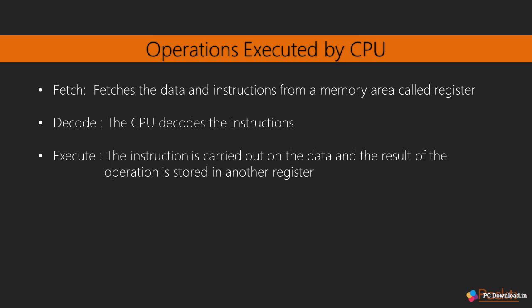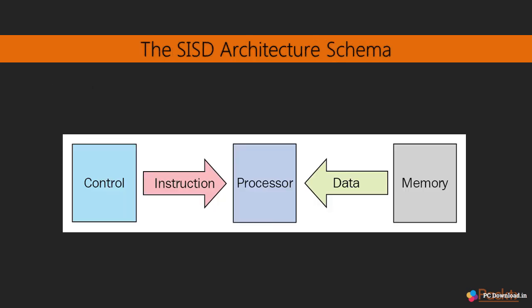Fetch. The CPU fetches the data and instructions from a memory area which is called a register. 2. Decode. The CPU decodes the instructions. 3. Execute. The instruction is carried out on the data. The result of the operation is stored in another register. Once the execution stage is complete, the CPU sets itself to begin another CPU cycle. This is how the SISD architecture schema works.